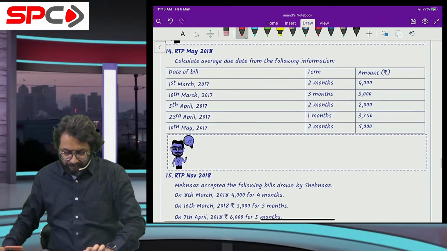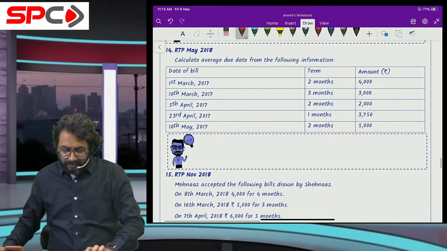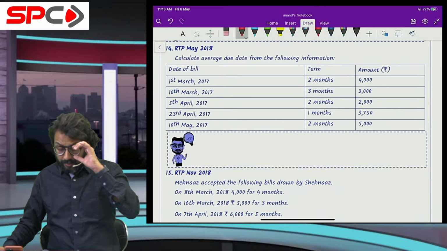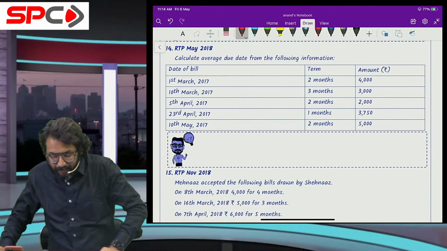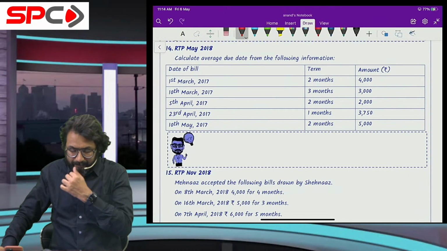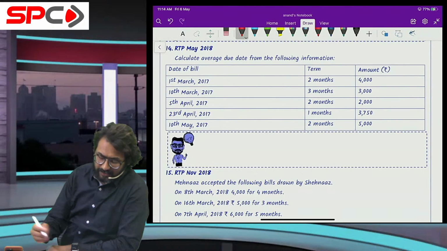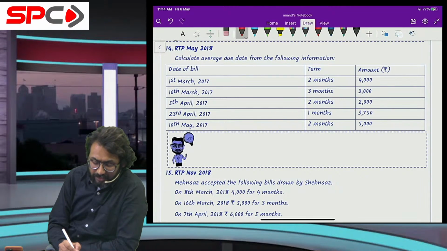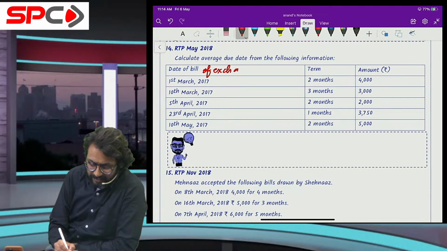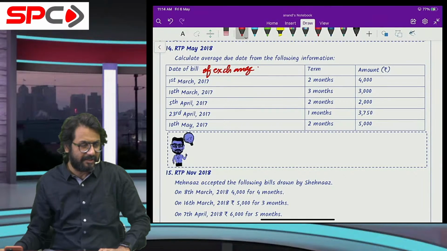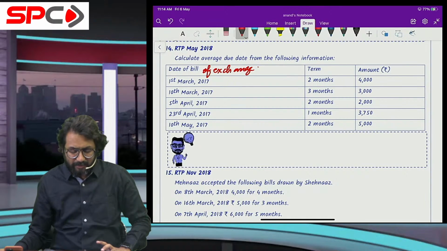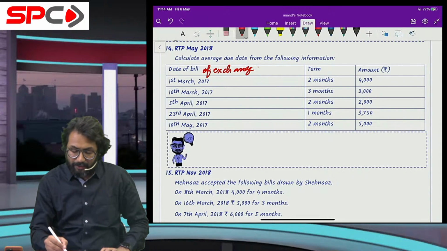Question number 14. Now, calculate the average due date. From the following information, they have used the words date of bill, term is given, and they have given you the amount. Boys and girls, I will write down date of bill. When I am using the word bill, I will write bills of exchange, for you to understand at this point. So what did I use? Date of bills of exchange. So what is the date? 1st March, 10th March, 5th April, 23rd April and 10th May. Now please calculate the due date and let me know.